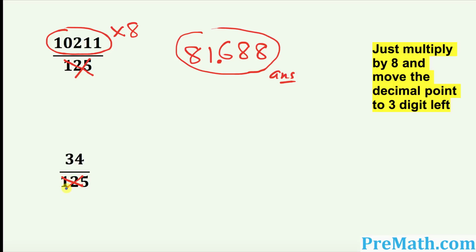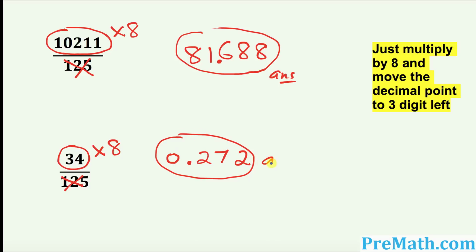And finally, over here, look at this thing, 34 over 125. Do not divide by 125. Instead, multiply the top by 8, and that's gonna give you what? 272. So that's what you got. And now you know that we have to move the decimal 3 units to the left. So that's going to show up right up here. And you can put a 0 right here. And that is our answer.